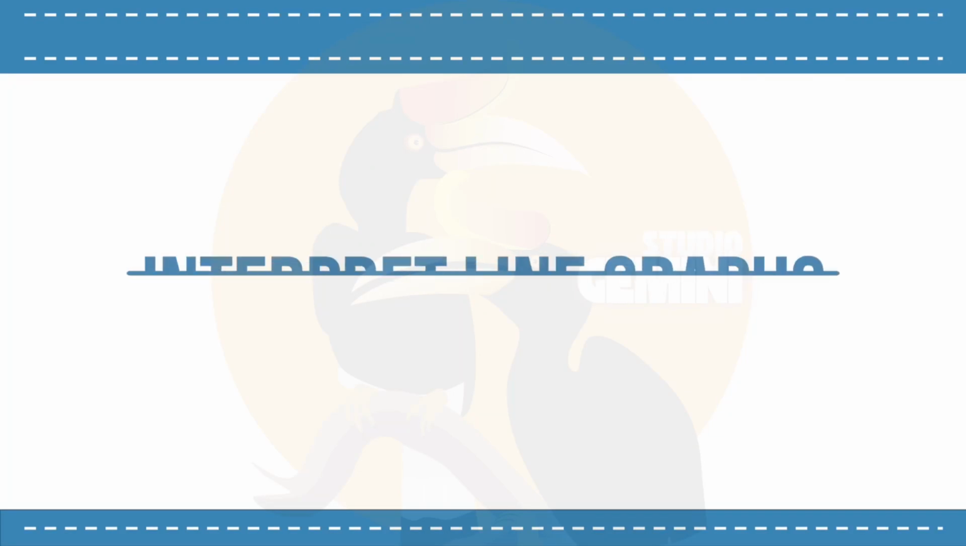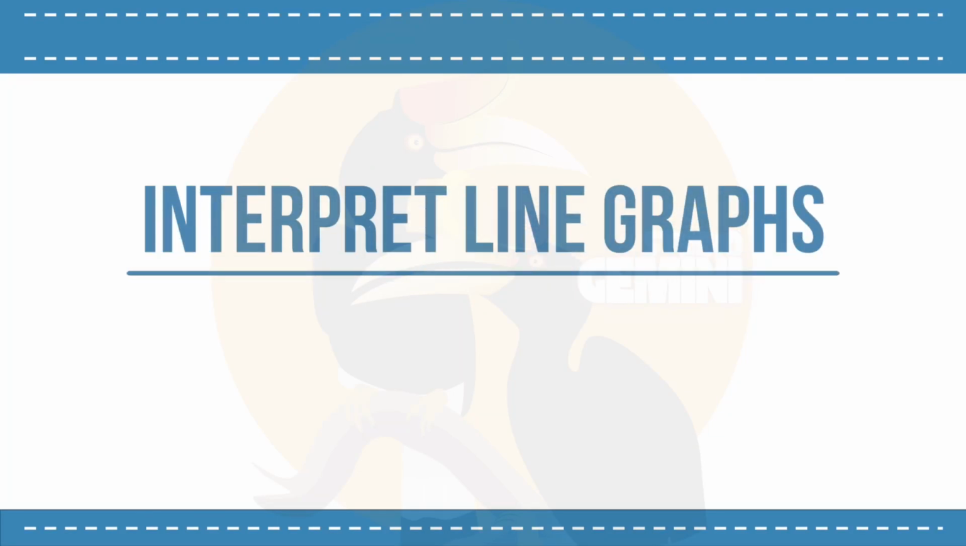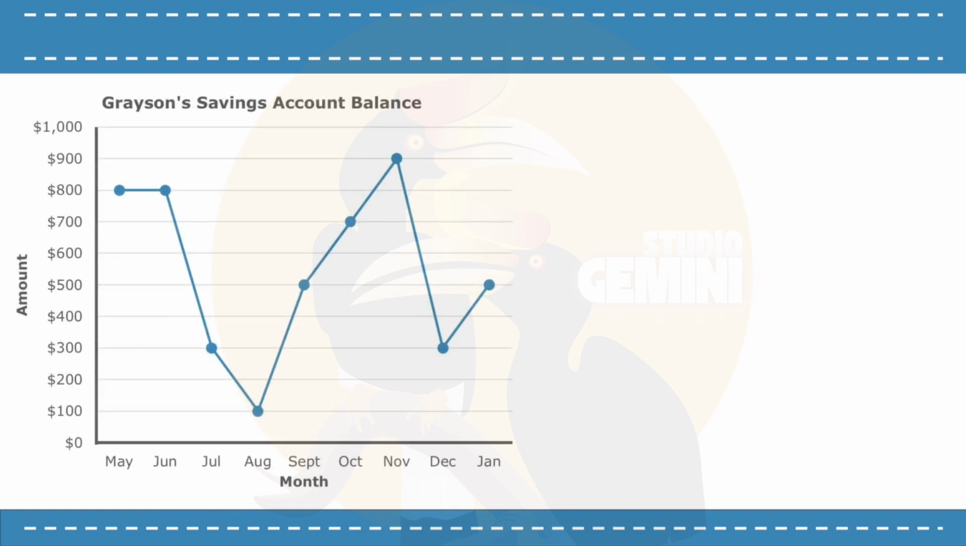In this lesson, we are going to learn how to interpret line graphs. What is a line graph? You've probably seen one before. It looks like this. A line graph shows us the relationship between two different variables.